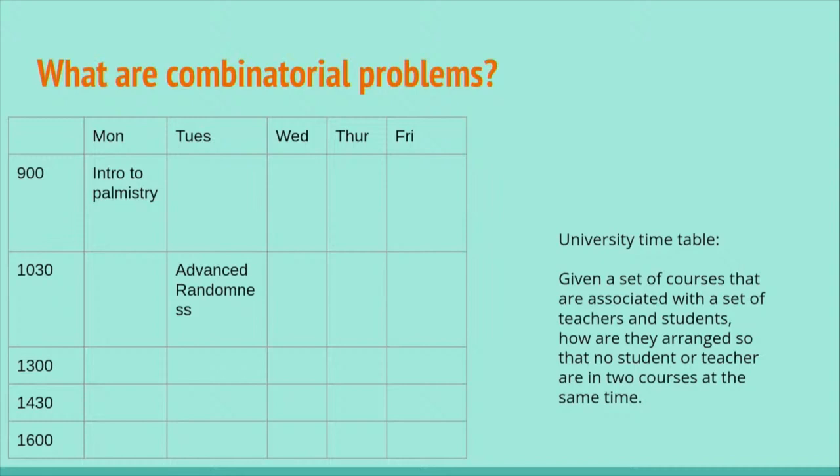How do we make sure that the arrangement of courses is such that the same person does not have to be in two places at the same time? This is another combinatorial problem. All right, so how do we solve such problems?